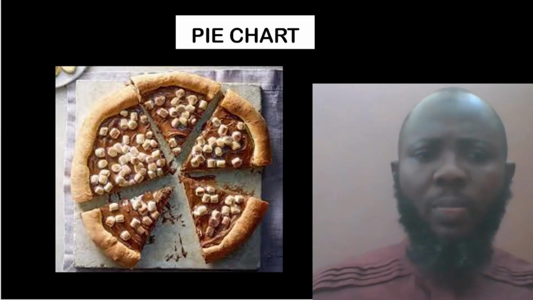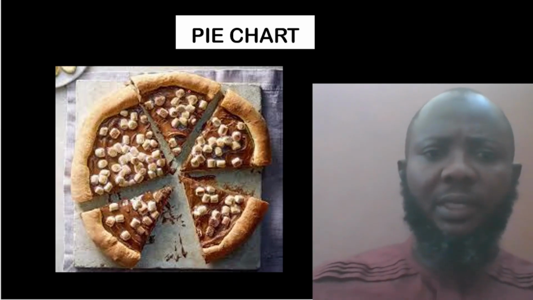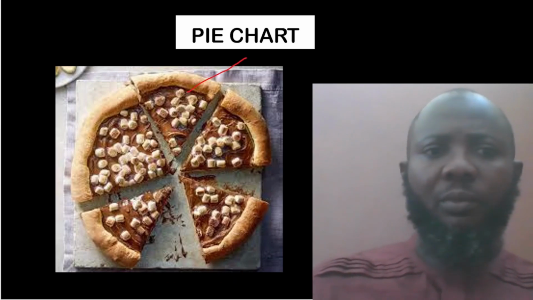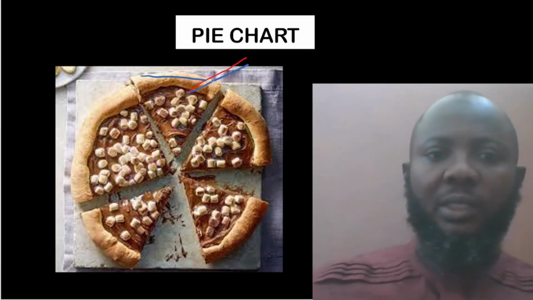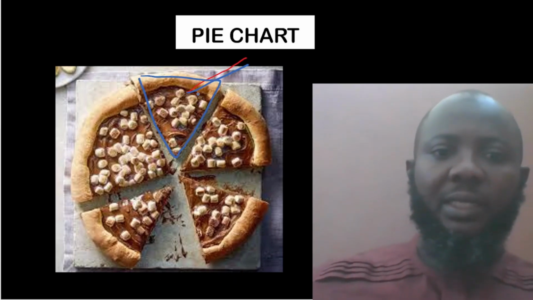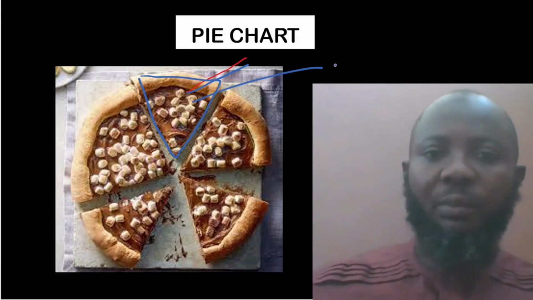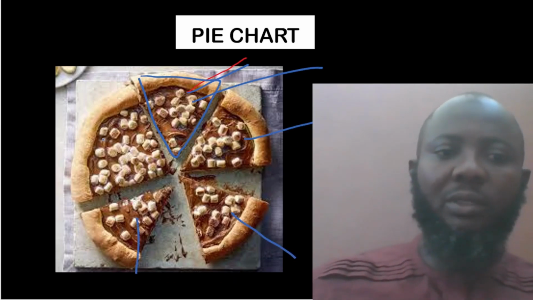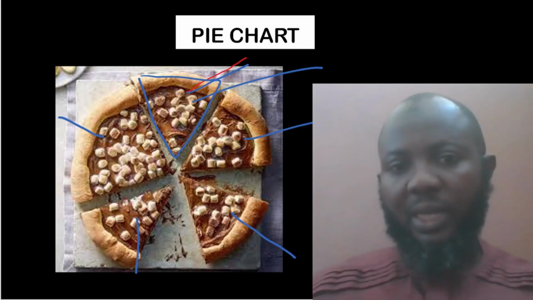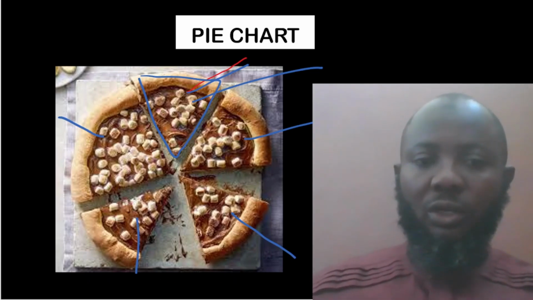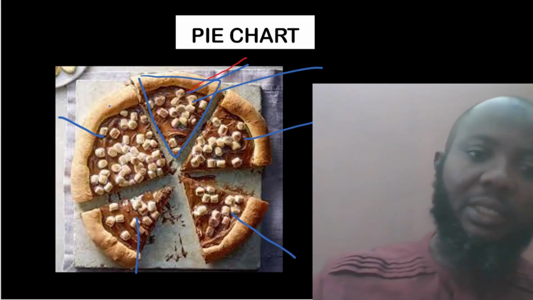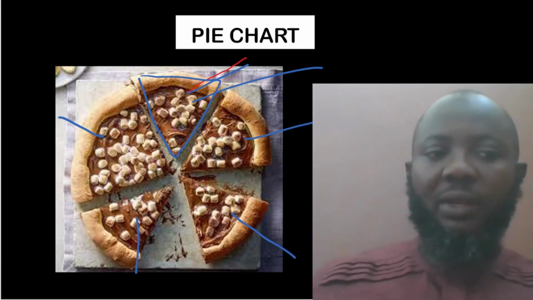All right. So if you look at this one here, let me pick another pen. This slice here represents a category. This also represents a category. This also represents a category. This also represents a category. And this one will also represent another category. So each of these, you can see, is a sector. So let's look at another one.